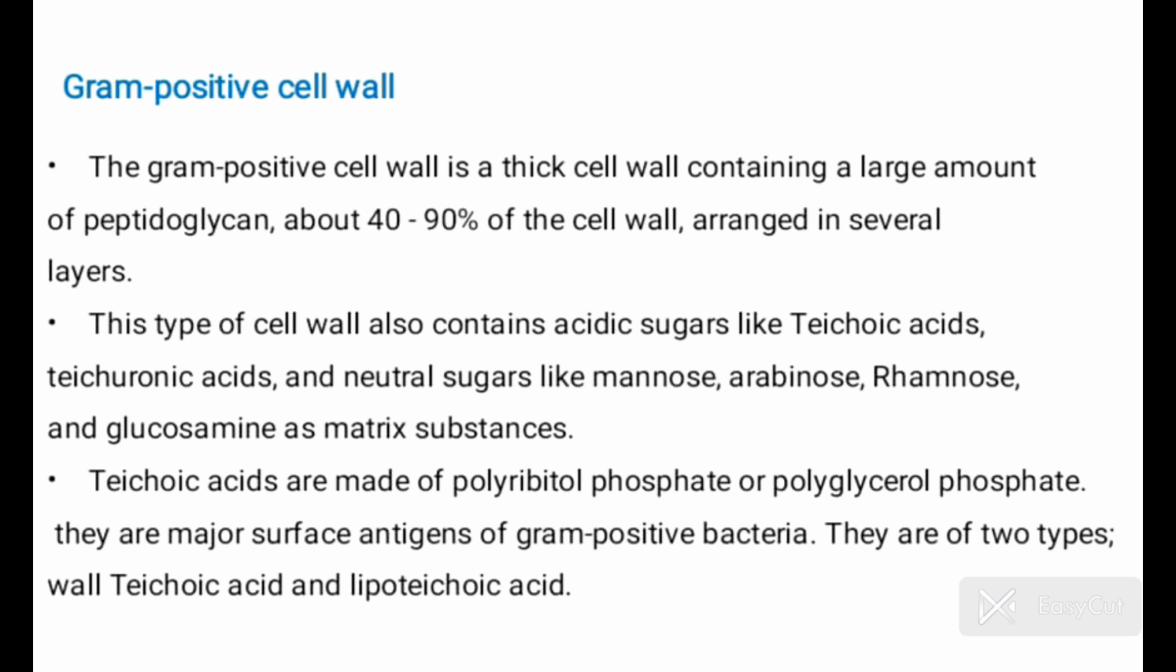This type of cell wall also contains acidic sugars like teichoic acid and teichuronic acid, and neutral sugars like mannose, arabinose, and rhamnose, and glucosamine as matrix substance. Teichoic acids are made of polyribitol phosphate or polyglycerol phosphate. They are major surface antigens of gram-positive bacteria. There are two types: wall teichoic acid and lipoteichoic acid.